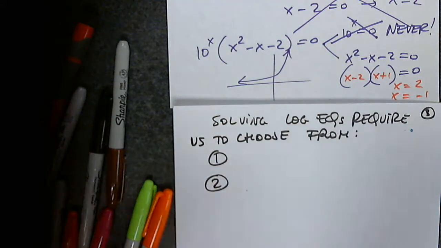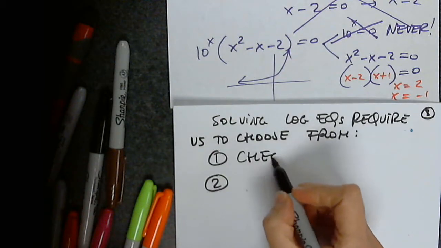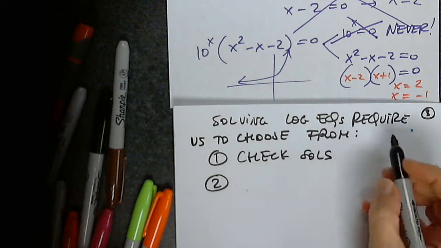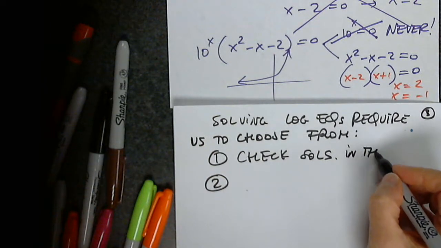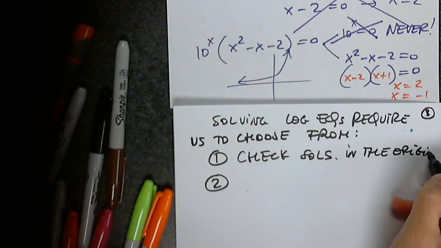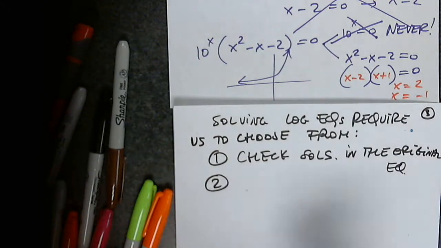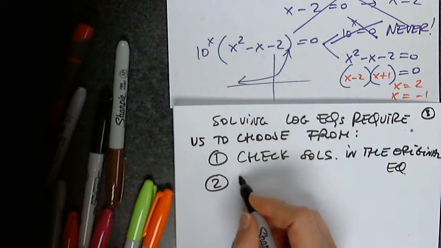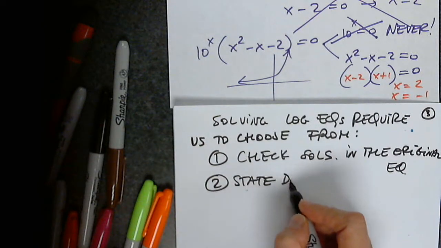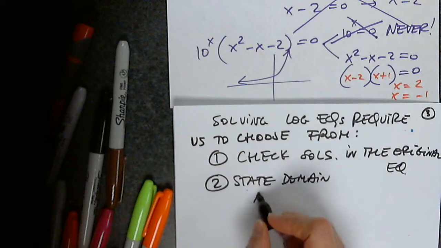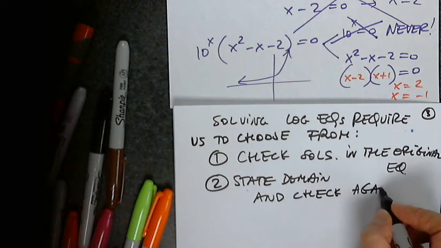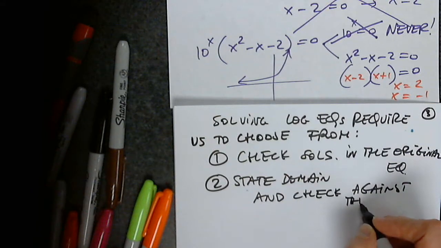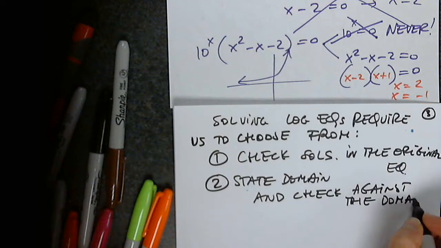So one possibility is check solutions in the original problem, of course. Check solutions in the original equation. The second option is state the domain and check against the domain. You'll see in a minute what I mean by this.